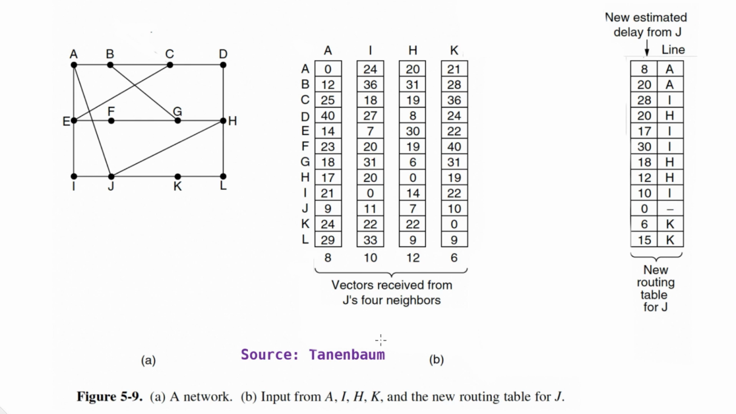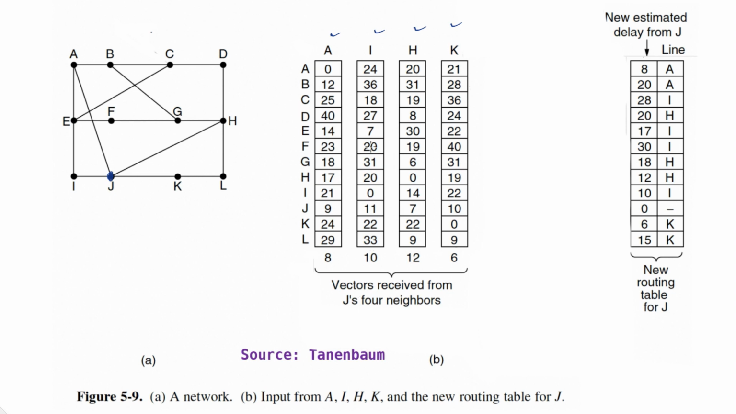This is the example I have taken from 10 and 1. So let's suppose at J, I'm checking what are the vectors I will be getting. I will be getting from I, because I is a neighbor, from A, and A is a neighbor, from K, and from H. So I will be getting A, I, H, and K. From these four nodes, I will be getting vectors at J. So at J, I will be getting four vectors.